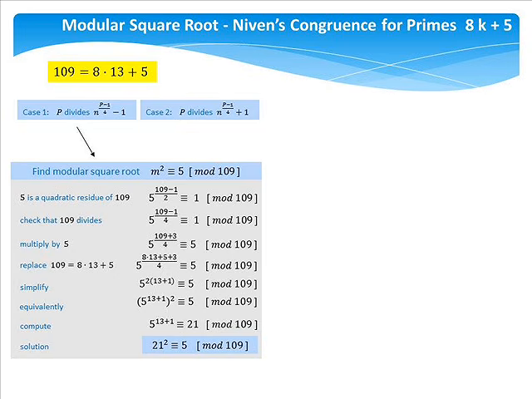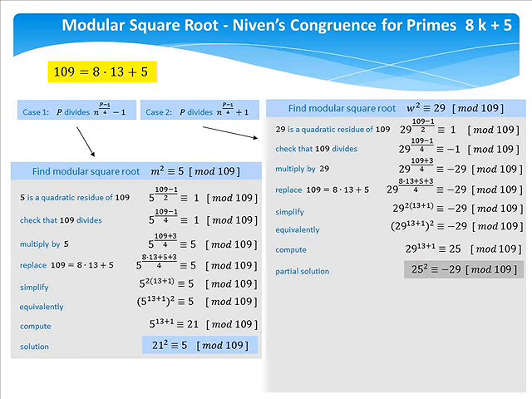In case 2, p divides n raised to (p minus 1)/4 plus 1. Following the same steps leads us to a partial solution: 25 squared plus 29 is divisible by 109. To move forward, we need to find a quadratic non-residue of 109. Testing more integers, we find that 2 works as a quadratic non-residue.